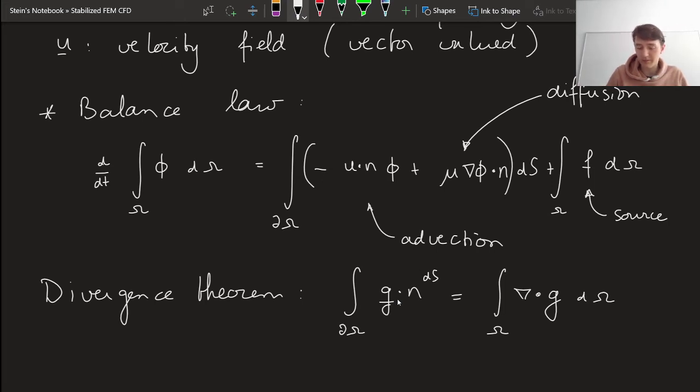a d omega. Now let me specify here some of the differential operators that I'm using, just to make sure that we're clear on this. So I'm using here this gradient.